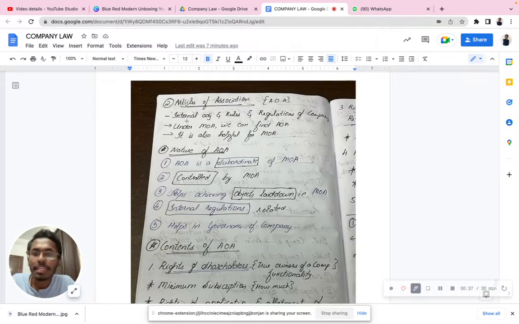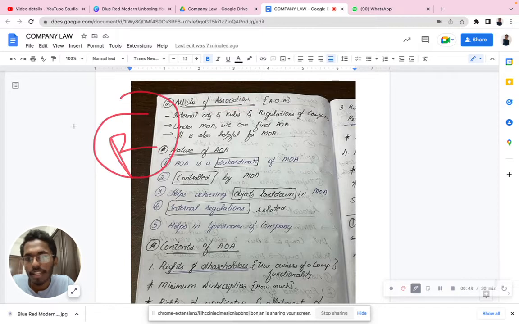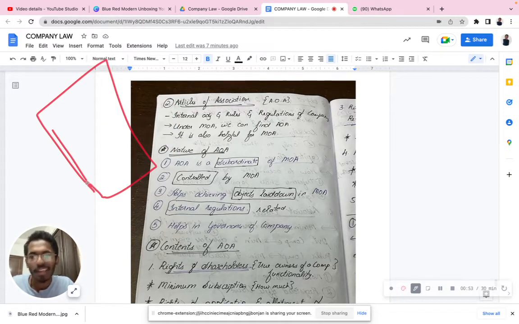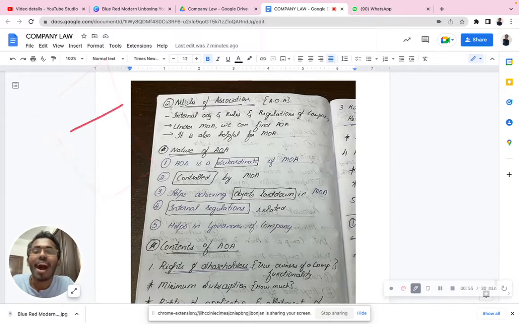It basically plays a very important role in understanding the internal arrangement as well as the rules and regulations of a company. Under articles of association, remember, it is for setting up as well as for understanding the rules and regulations of a company. All the rules and regulations, where will you mention them? In your MOA? No, they will be mentioned in your articles of association. Under MOA, Memorandum of Association itself, you can find this article of association. It is also very helpful for MOA.